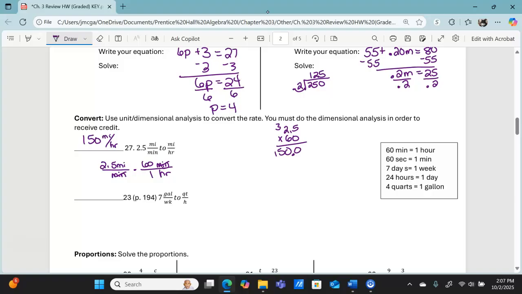And then number 23 is on the chapter review page. It was 7 gallons per week to quarts per hour. So we start with 7 gallons per week. From gallons, if gallons is up top, it's got to go down here to cancel. So from gallons, I can go to quarts. And there's a little thing over here that tells you there's 4 quarts in 1 gallon, if you didn't remember that. So gallons is gone. Weeks is on the bottom, which means weeks has to go up here in order to cancel.